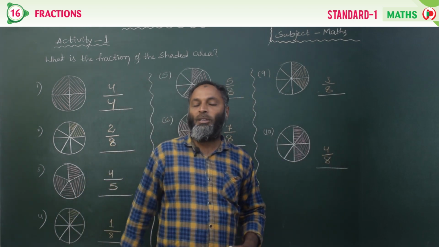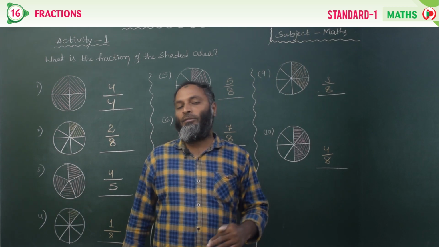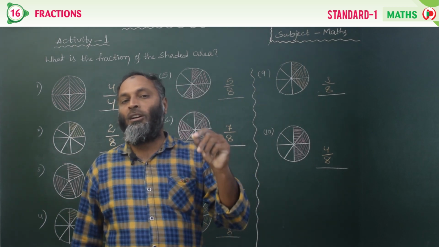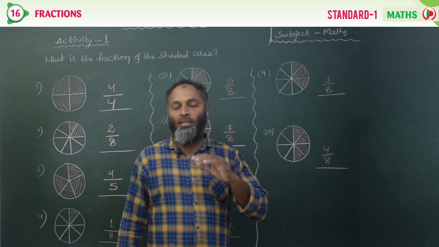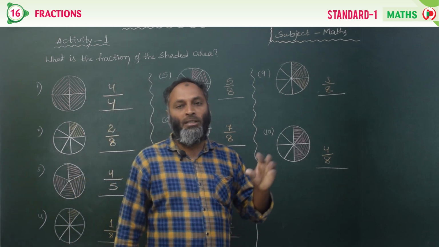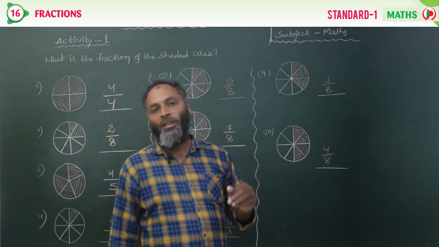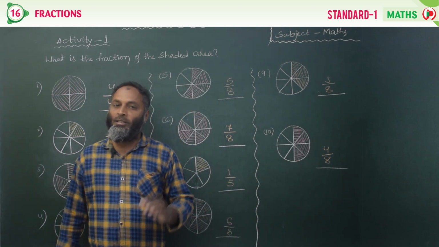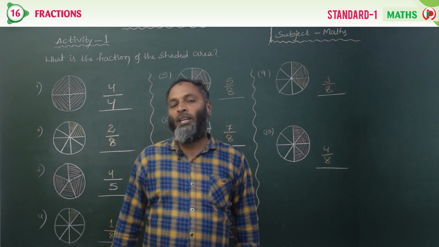So this is the method to write the shaded fraction. First we should count how many parts are shaded, and we take that in the numerator. Then we count into how many parts the whole is divided, and we take that in the denominator. That represents the shaded fraction.